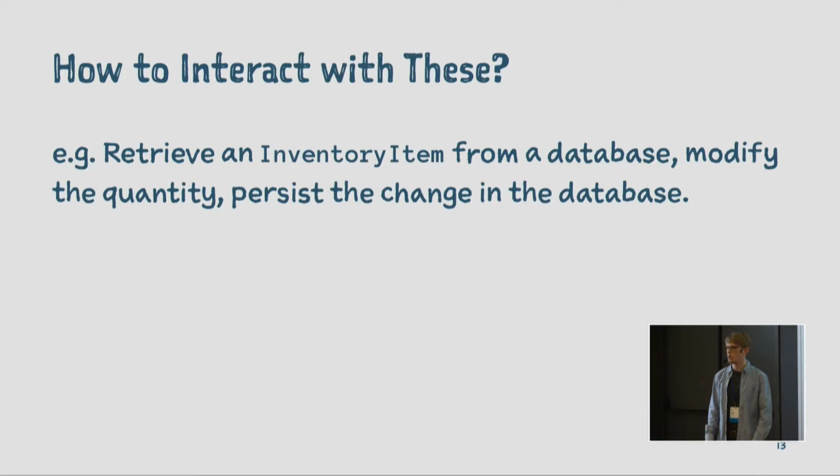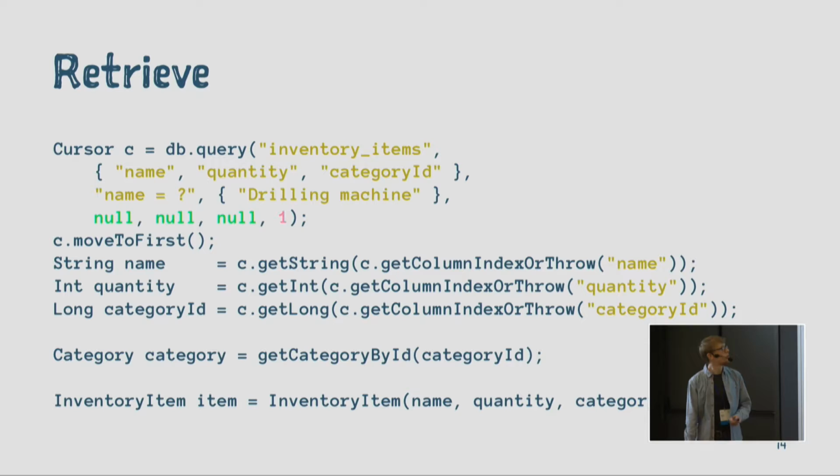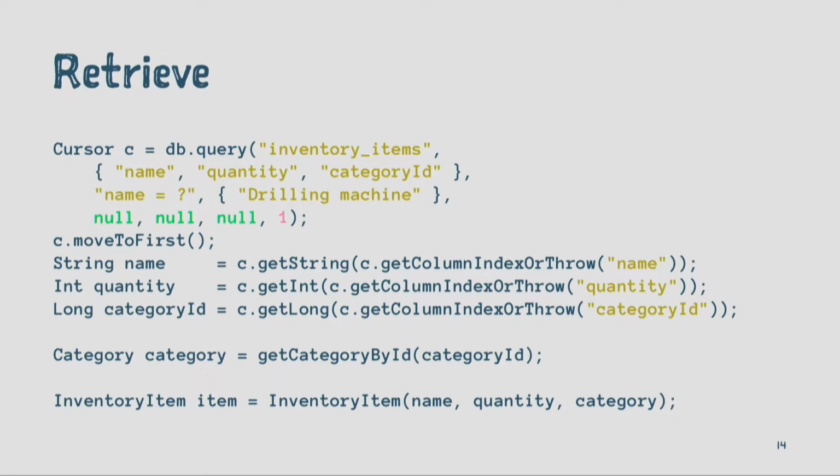Okay, so now we have defined value objects, how to interact with these. I will show that in an example, retrieving an inventory item from an inventory schema. Might be an app to manage your inventory, modify its quantity, and persist the change back into the database. And here we see for the Android standard library how we could retrieve such an object via SQLite. We build our query, execute it, and pull out our properties.